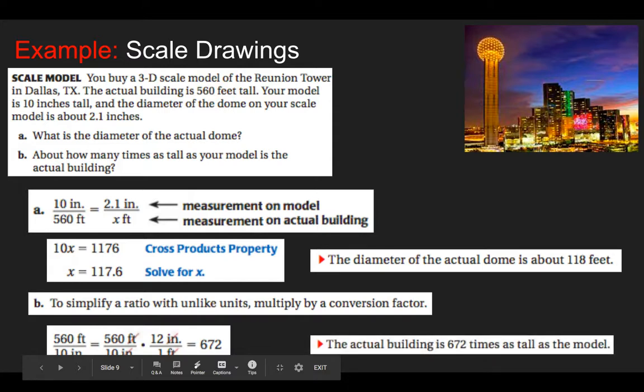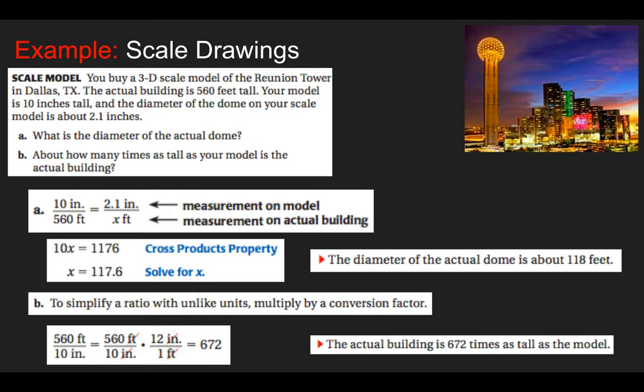672 means the actual building is 672 times as tall as the model.